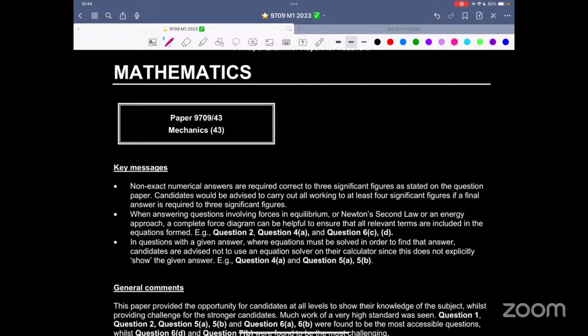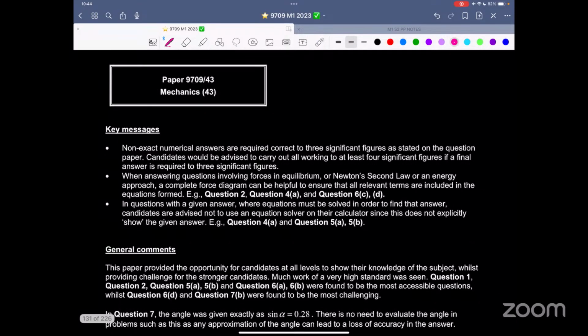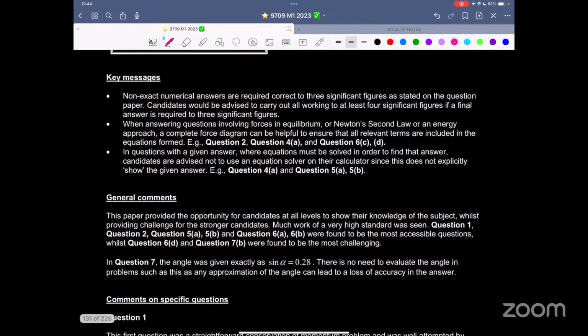Now over here, it says key messages. It says non-exact numerical answers. Let me get the highlighter ready. Non-exact numerical answers are required correct to 3 significant figures. As stated on the question paper, candidates would be advised to carry out all working to at least 4 significant figures if a final answer is required to 3 SF. So, very simple thing, but people forget.